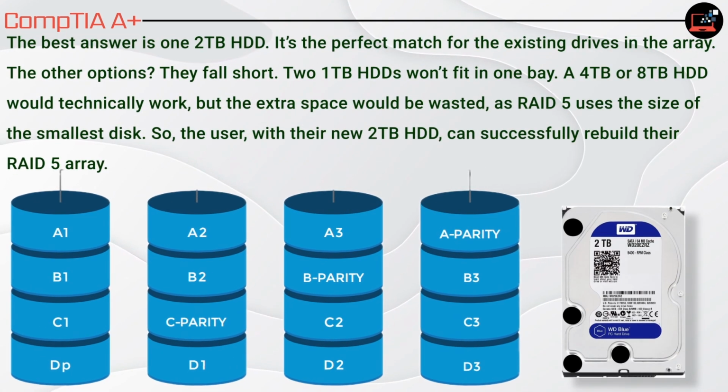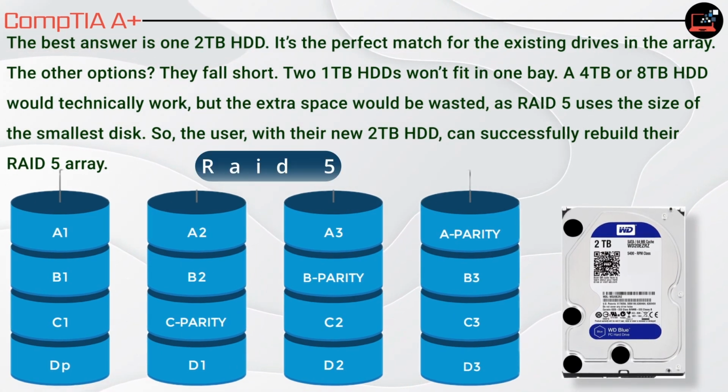The best answer is one 2 TB hard drive. It's the perfect match for the existing drives in the array. The other options fall short. Two 1 terabyte hard drives won't fit in one bay. A 4 terabyte or 8 terabyte hard drive would technically work, but the extra space would be wasted, as RAID 5 uses the size of the smallest disk. So the user, with their new 2 terabyte hard drive, can successfully rebuild their RAID 5 array.